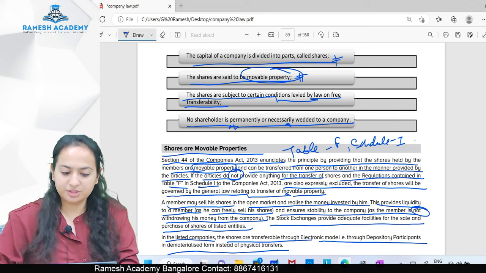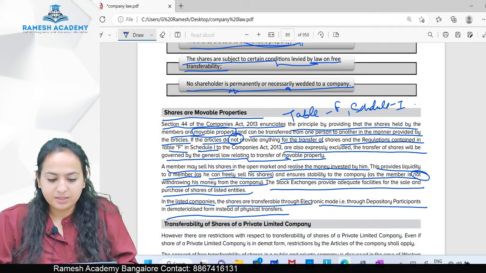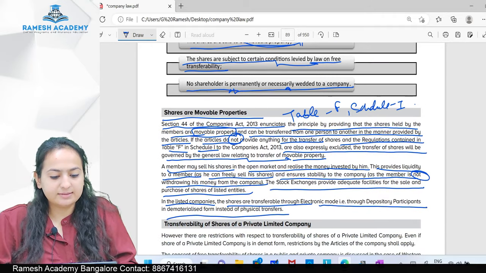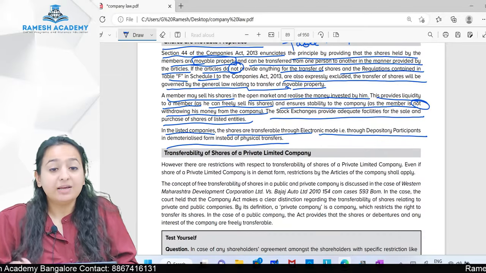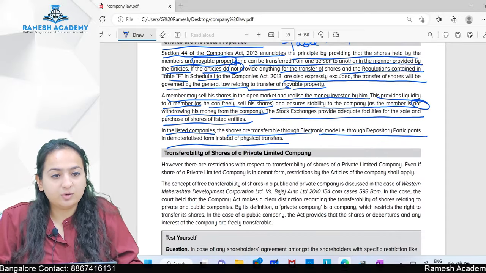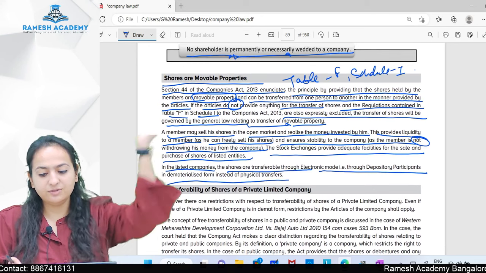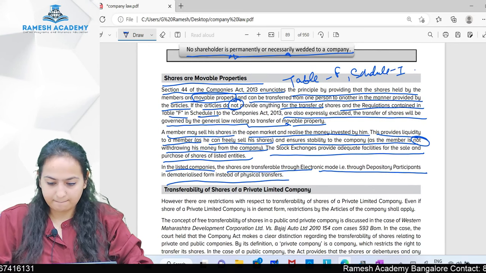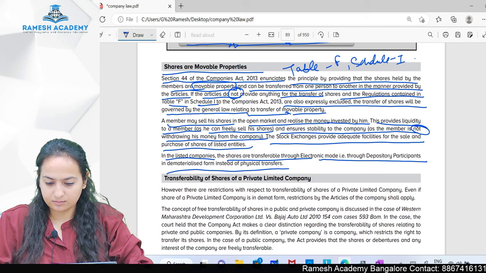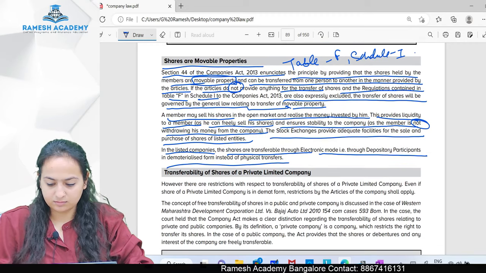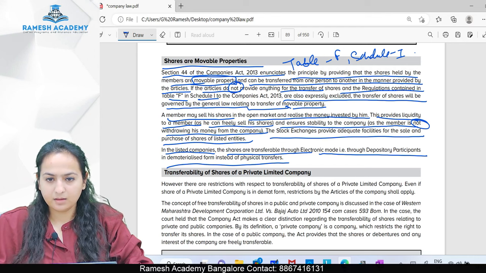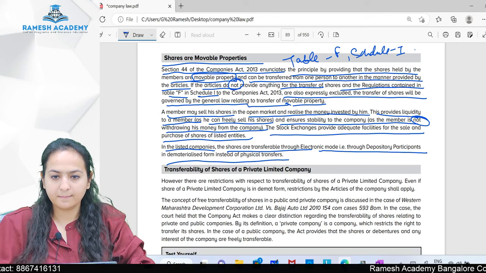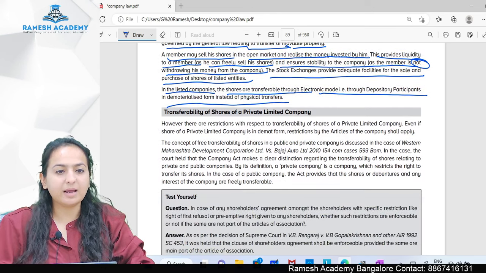So, shares are movable properties. In Table F, Schedule 1, it is said that they are movable properties, right? If it is not mentioned in your AOA, you will refer to this table. What table? F, Schedule 1. Okay, so, transferability of shares of the private limited company.